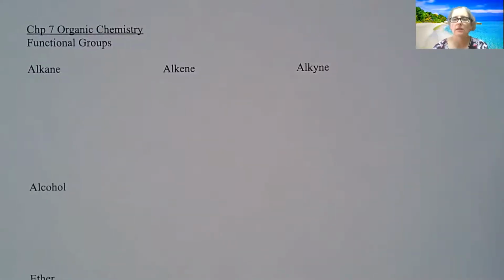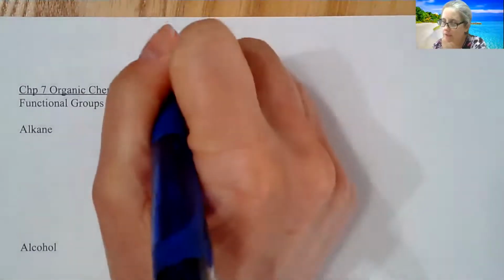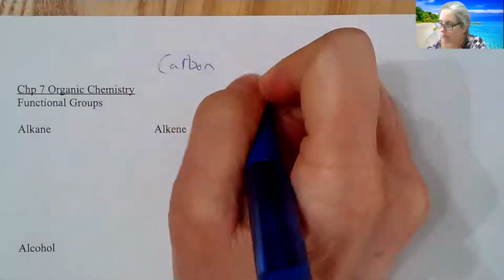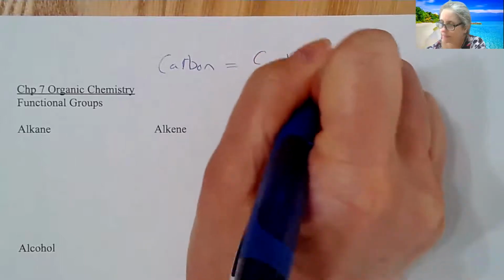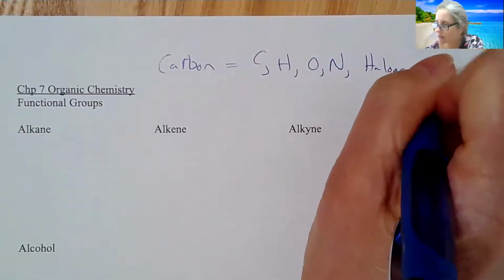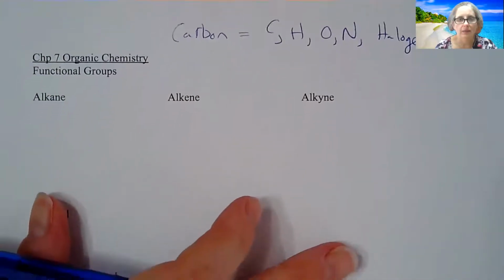And so what this lecture is going to focus on is what we call the basic functional groups of organic chemistry. So on the top of your notes here, write down carbon. Carbon is going to be our big focus with these molecules. So carbon, hydrogen, oxygen, nitrogen, and the halogens, those are going to be the major players of what we're going to be talking about in organic chemistry.